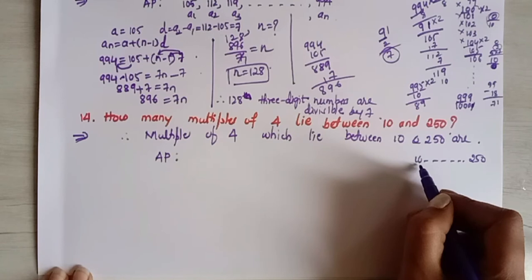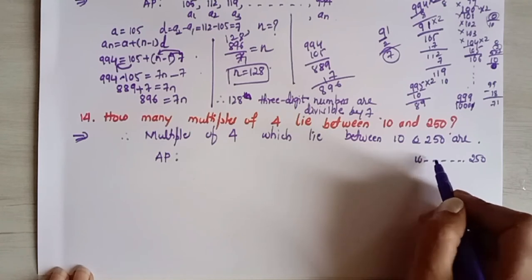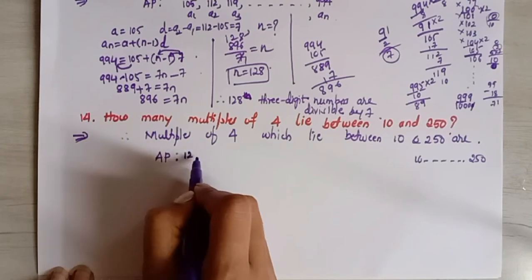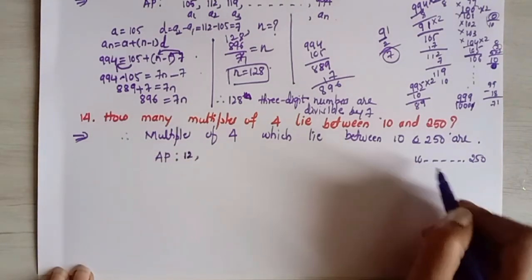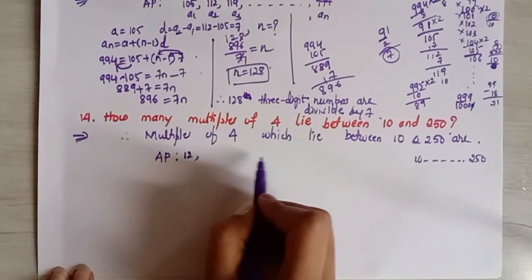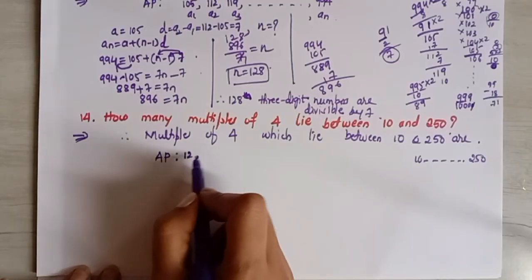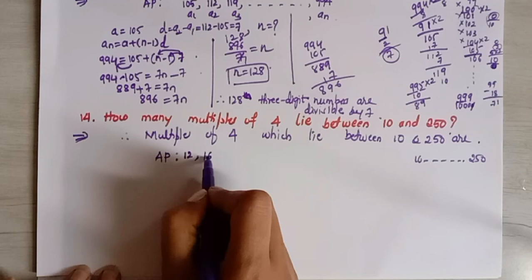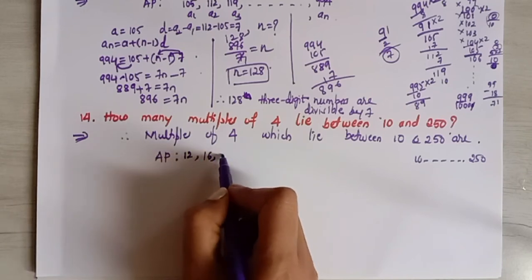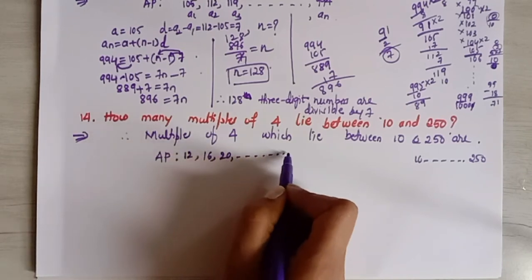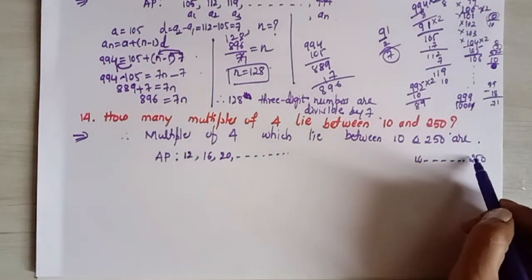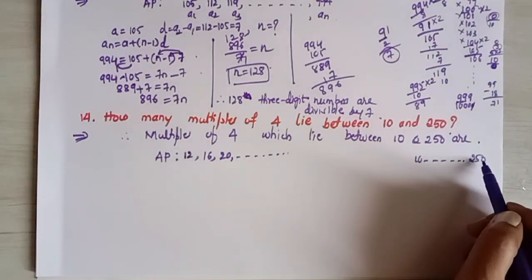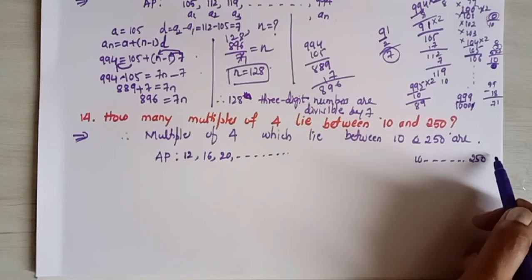So whether 10 is divisible by 4? No, it is not divisible by 4. 11, whether it is divisible by 4? No. 12, whether it is divisible by 4? Yes, it is divisible by 4. So next, let us write the multiples of table 4. 4 3s are 12, 4 4s are 16, 4 5s are 20, and so on up to the last number, 250. Whether 250 is divisible by 4? No, it is not divisible by 4.